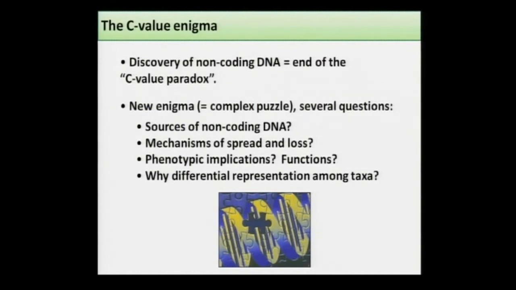Now, we know the answer to the C-value paradox. It's that most DNA is not genes. The vast majority of it in eukaryotes is what we call non-coding DNA. So this solves the paradox. There is no paradox. You shouldn't expect a large genome to be found in a complex organism. There's no reason to expect that. But it does raise all kinds of other questions, such as, where does this non-coding DNA come from? How is it spread and lost over evolutionary time? Does it have any implications for organism phenotypes? Is it functional in some way? And why do some groups have so much of it and others have so little of it? That famous question that Science asked in 2005.